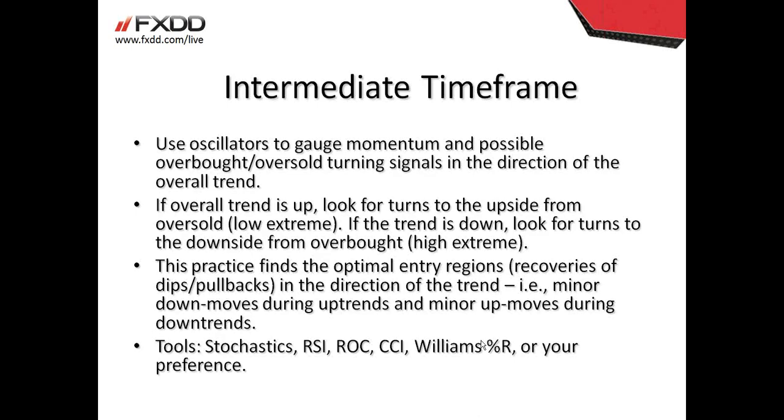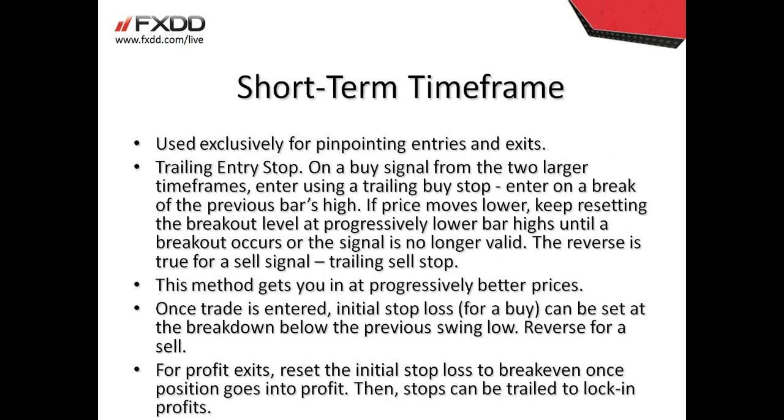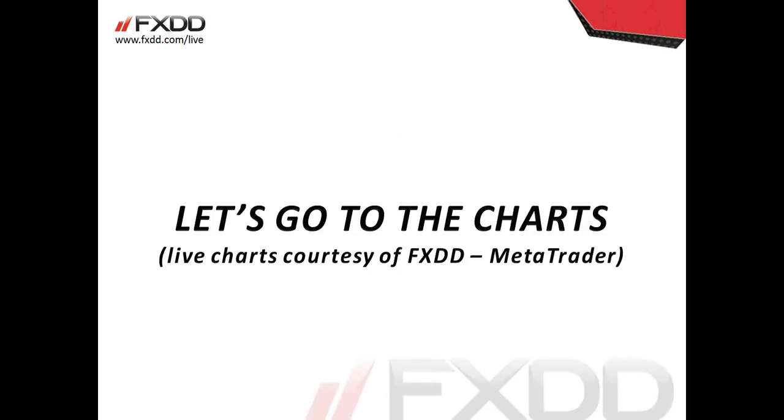Now, once that cross occurs on the stochastics, then I'm looking at a short-term time frame. The short-term time frame is used simply to pinpoint entries and exits. We are looking for what's called a trailing entry stop, and I'll explain this to you. I'm not going to read all this because I'm going to explain visually how exactly it works. Now, this method gets you in at progressively better prices. Once you get into that trade, you want to place your initial stop loss right beyond the pullback, and that will show you when the market is telling you that you're wrong. So let's go to the charts real quick.